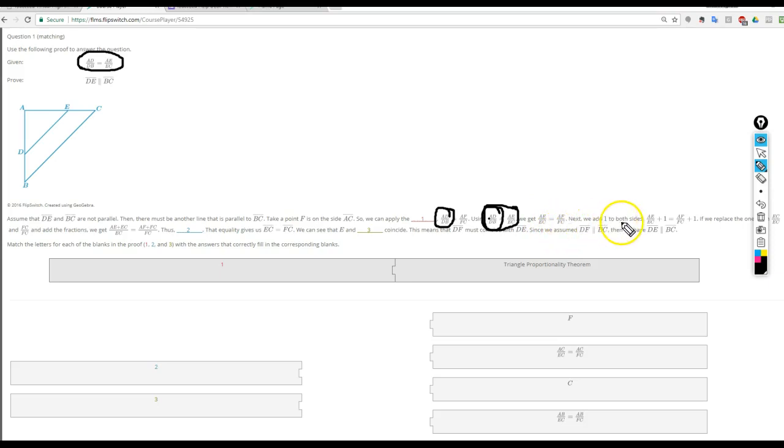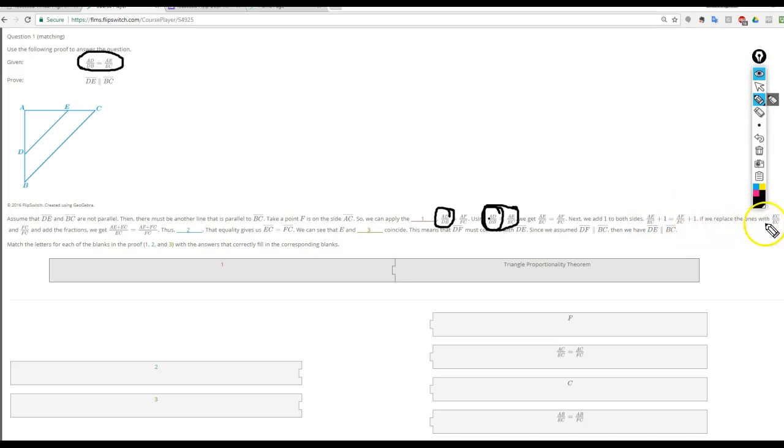Next, we add 1 to both sides. That's the addition property of equality, which means what you add to one side, you have to add to the other in order to keep both sides equal. So you can do that. So AE divided by EC plus 1 is equal to AF divided by FC plus 1.